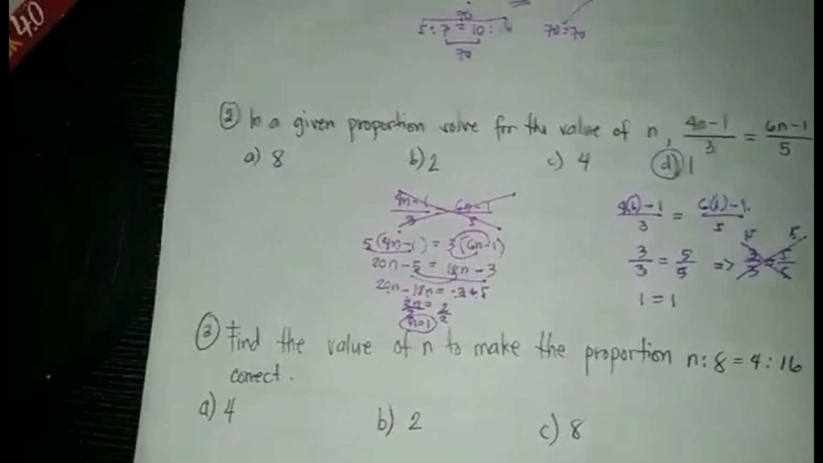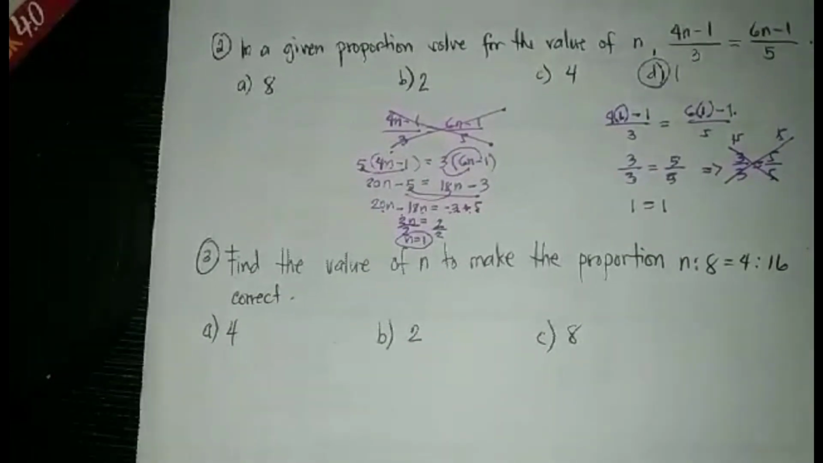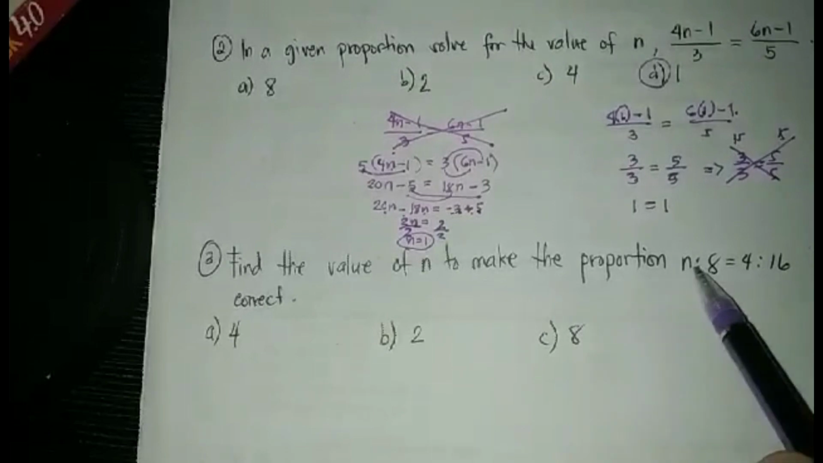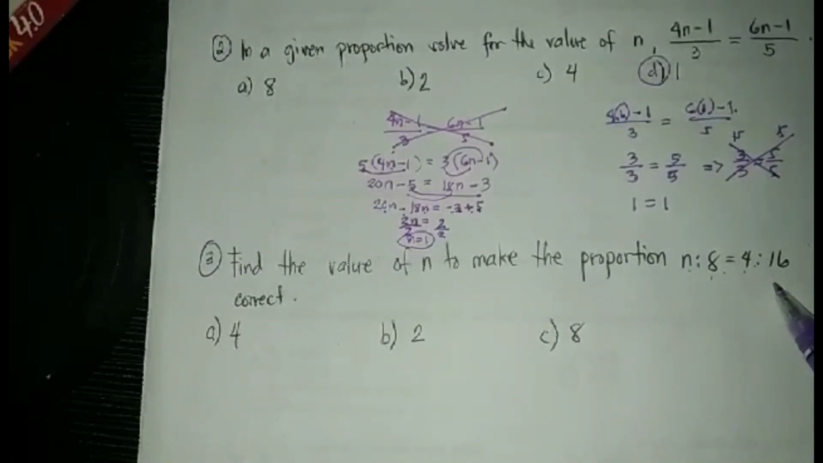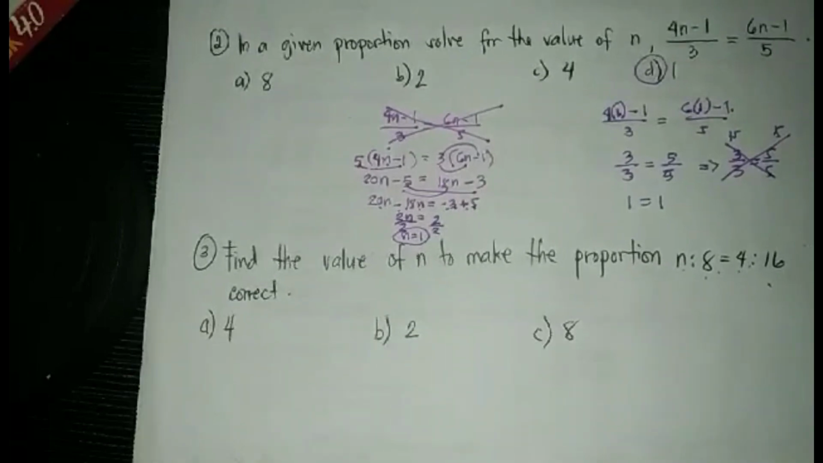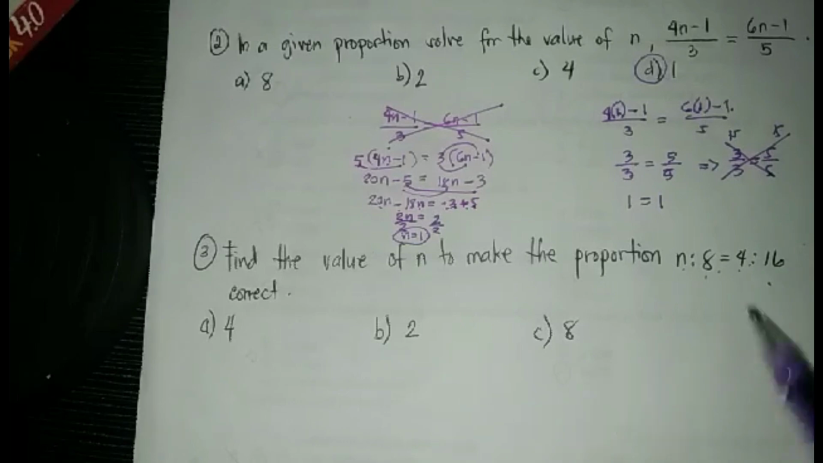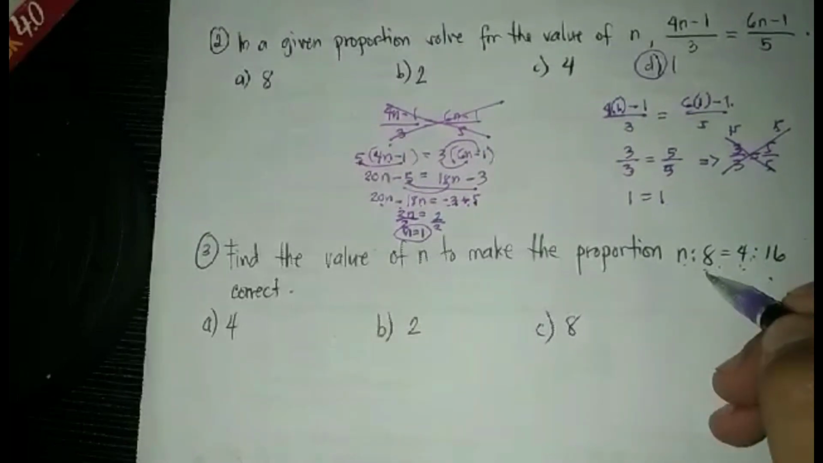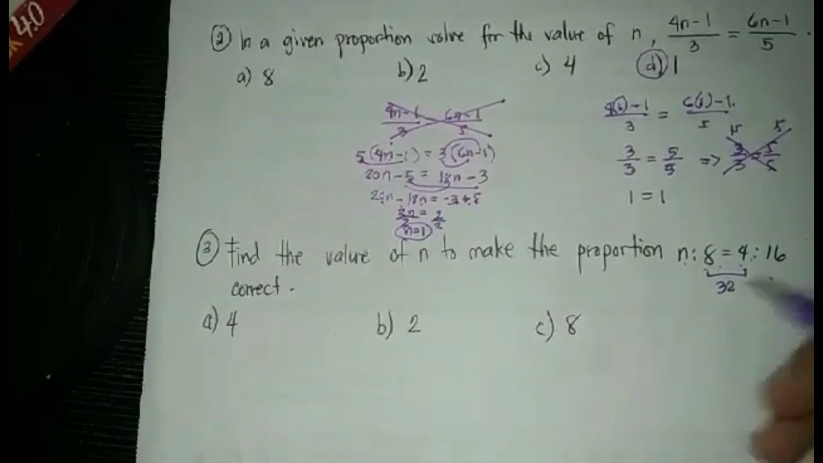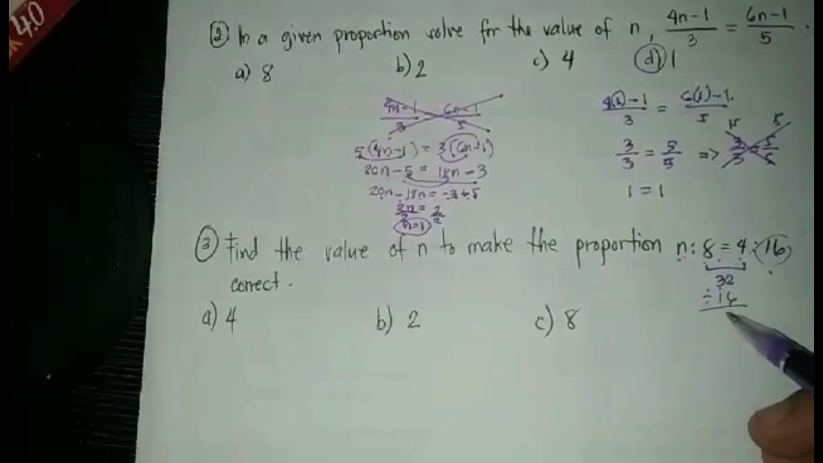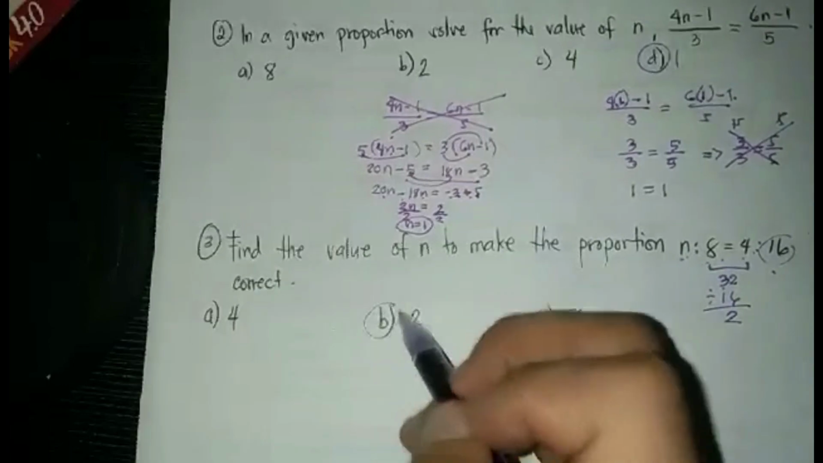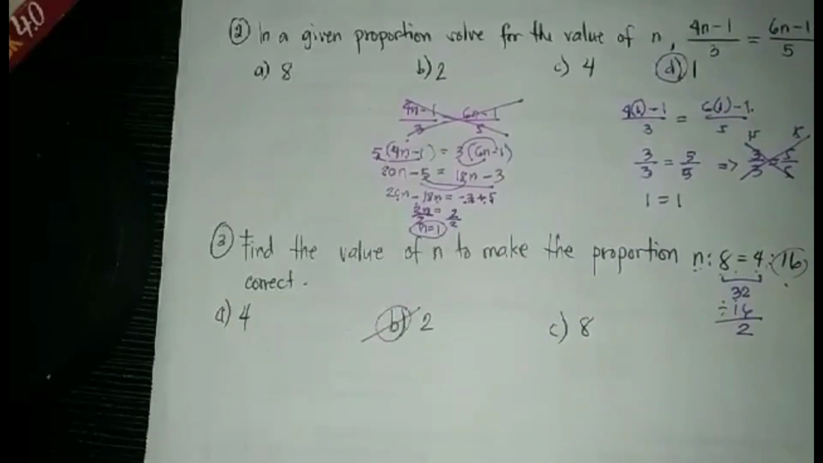Next, number 3. Find the value of n to make the proportion n is to 8 equals to 4 is to 16. Basic to. Ano yung kompleto? Yung means. So 8 times 4, 32. Ano yung kulang? Yung extreme. So 16. 32 divided by 16. Yung sagot natin dyan, 2. Yung sagot, letter B. Malinaw po?